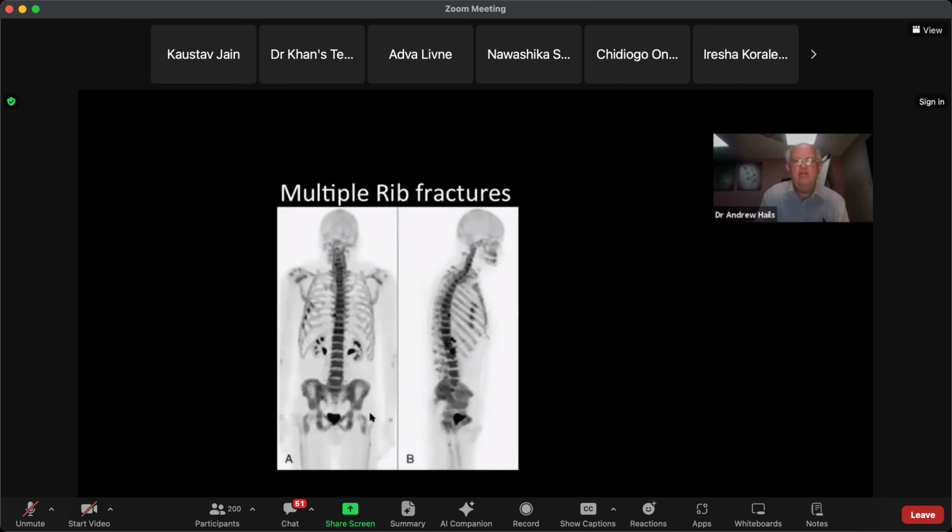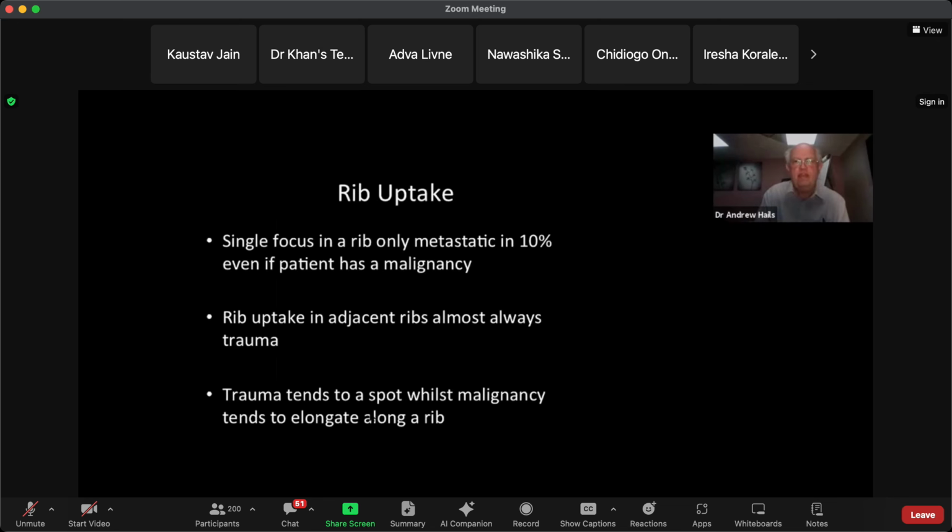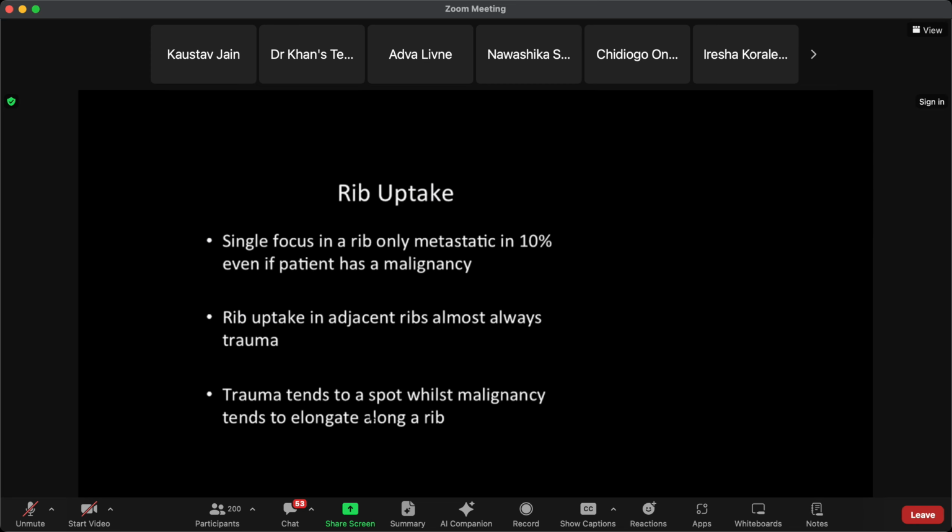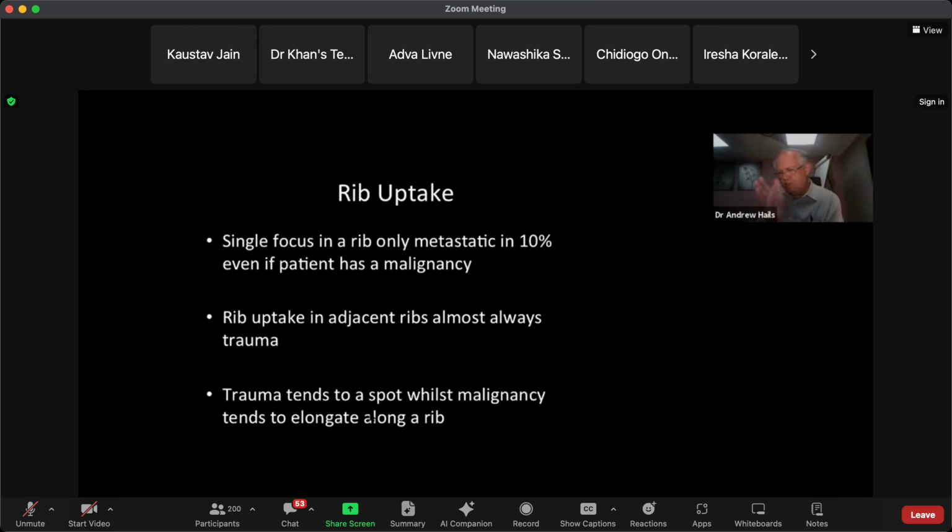Okay, so rib fractures. A single focus in the ribs is only metastatic in 10%, even if the patient's got a malignancy. And another thing is that if you have trauma, it tends to be a spot in a rib, whereas if it runs along the rib for a little bit, that might be more due to malignancy.